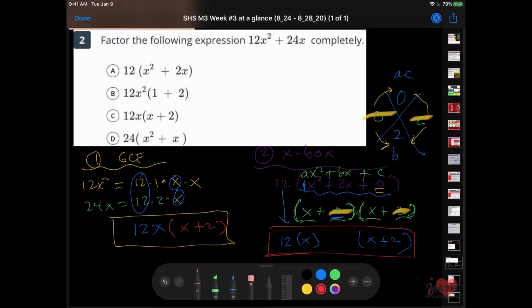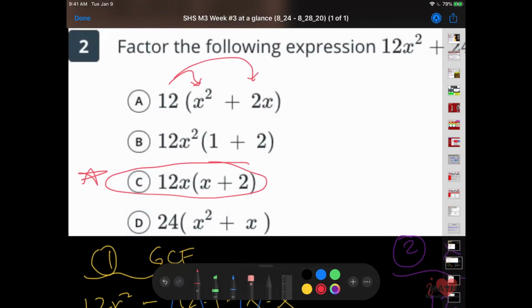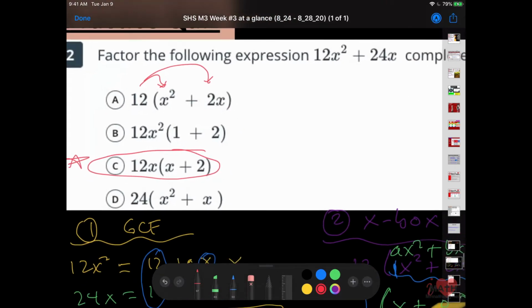I do want to reference why some of these are incorrect. If you distribute this one, a, so we already know that the answer is here. That's the correct answer. I'll star it. Why are the other ones incorrect? If you distribute this, you'll notice you do get the answer, but what I want to highlight in here is that you can still pull out another x.